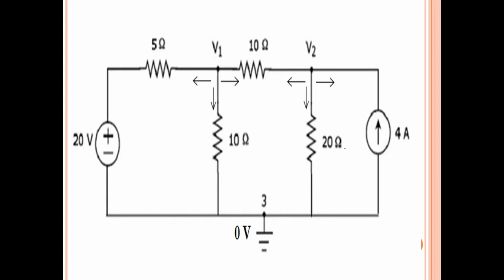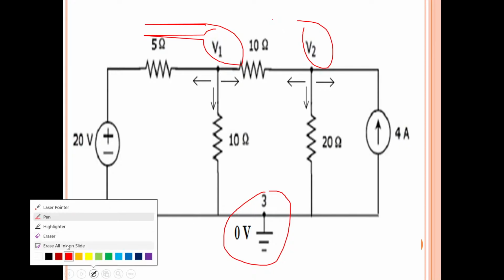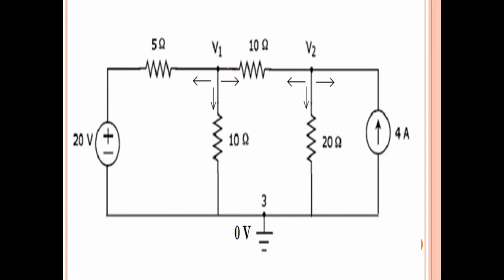So now we have assumed node 3 voltage V3 equal to 0 volts. Now the remaining leftover nodes are two nodes: node 1 voltage V1 and node 2 voltage V2. So at these two nodes, let us assume some directions.